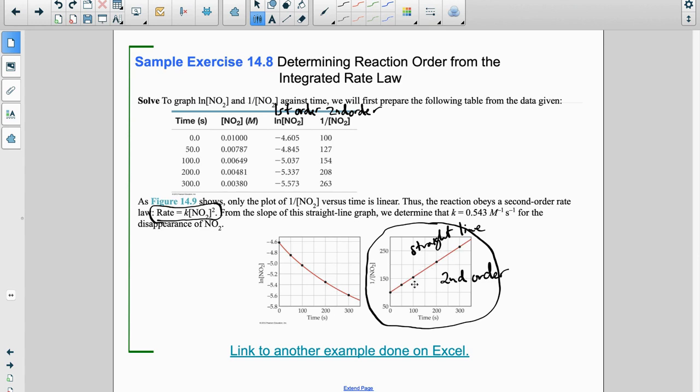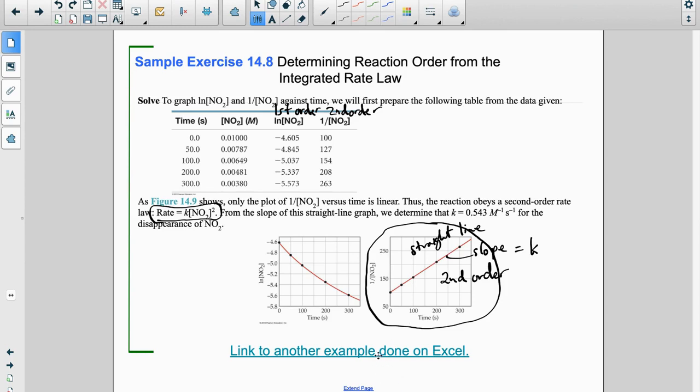And so from this slope, we can get the rate constant. The slope is equal to K. On a spreadsheet, if you plotted this and got the equation for the straight line, the slope would be K, the rate constant.